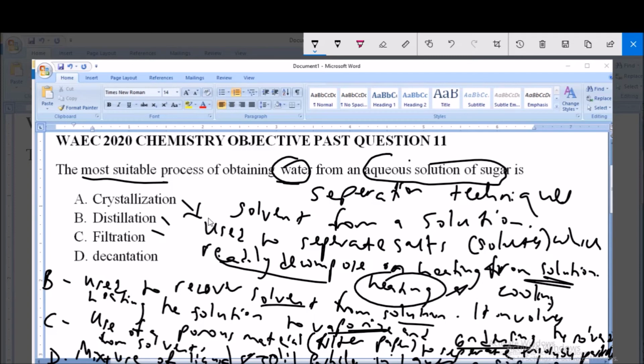Now from this, we are asked for the one that is suitable for separating water, which is a solvent, from a solution, and we saw that B, distillation, is used to recover the solvent, which is the liquid part, which is water in this case, from a solution. So it is the most suitable for obtaining water from aqueous solution of sugar, because the sugar solution will be heated till the water vaporizes, and then the water will be condensed and collected. So option B, distillation, is the correct answer to this question.